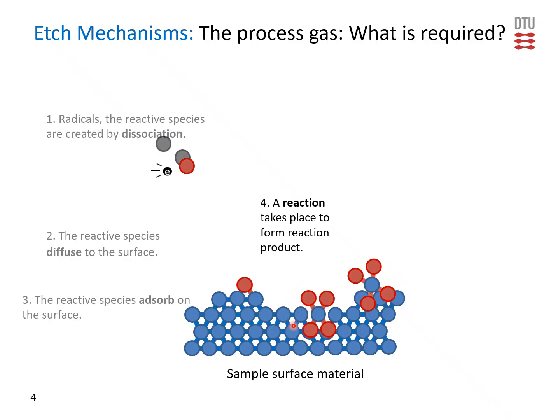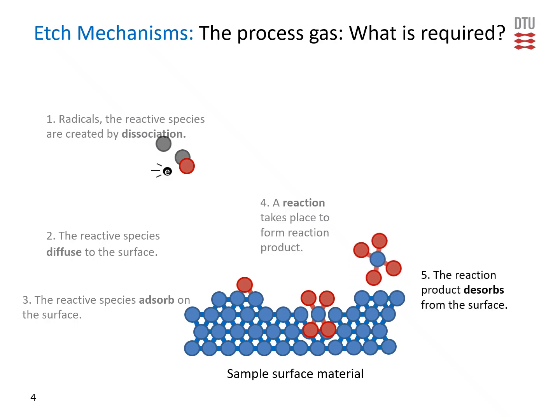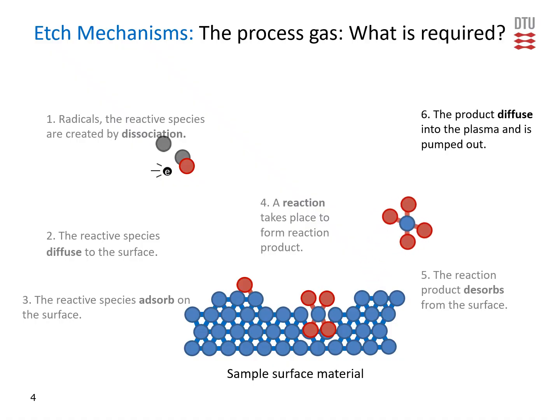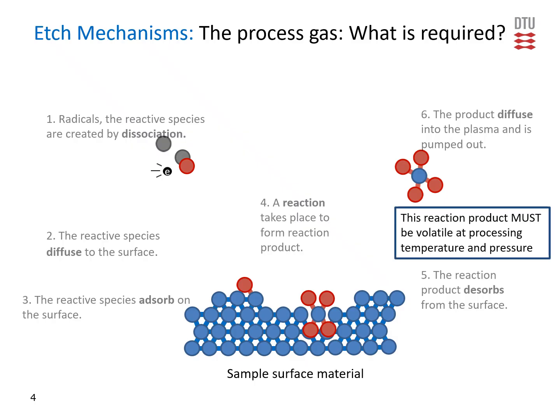So you see a reaction product is being formed here. Then the reaction product must desorb from the surface, and the product must also be able to diffuse into the plasma to be pumped away. And what does this require of the process gas? Well, first of all, this reaction product must be volatile at the processing temperature and pressure. And that means it needs to be able to evaporate from the surface so we can pump it out.